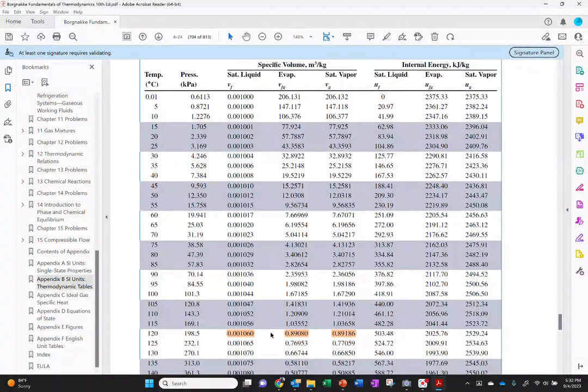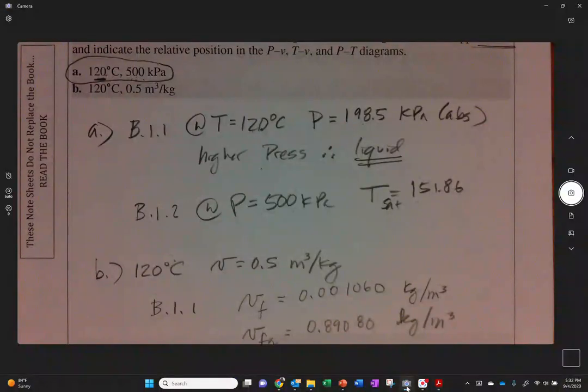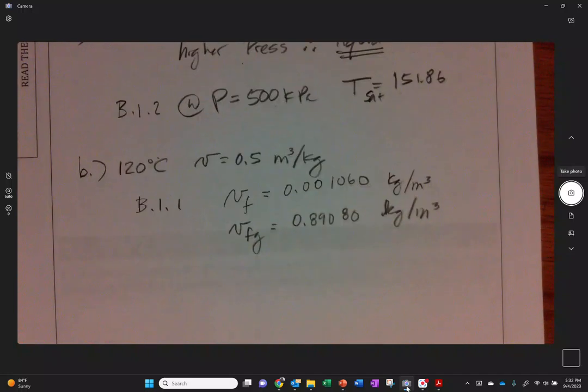So I want to write down these things right here: Vf is equal to 0.001060 cubic meters per kilogram. And we don't need the gas. We just need the Vfg, excuse me, 0.89080 cubic meters per kilogram. All right, so we want to try to figure out x. That's our goal here with this stuff I just wrote down.